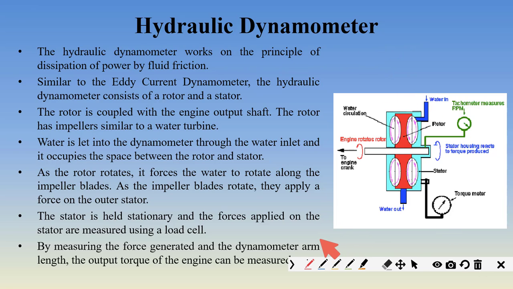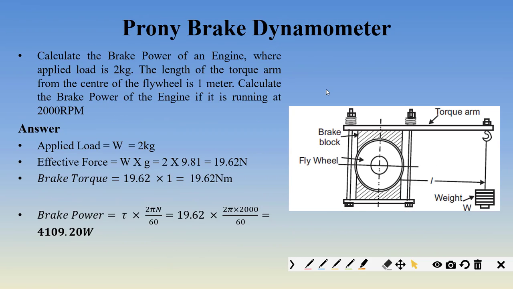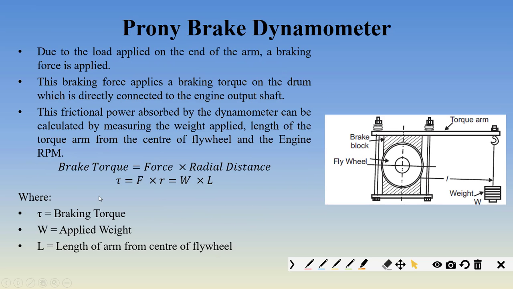So these are basically the four dynamometers which are in your syllabus. It is possible that they might ask you to write a short note on any one dynamometer. Okay. So what I will suggest is you do these first two dynamometers, rope brake and prony brake dynamometers, well. Draw their diagram, understand this formula, how the force comes, how the radial distance comes, and that should be all.